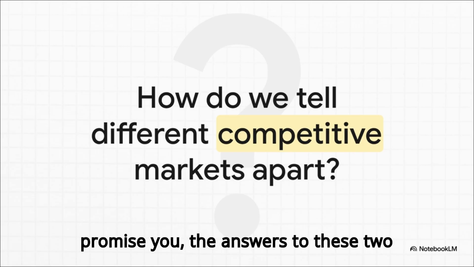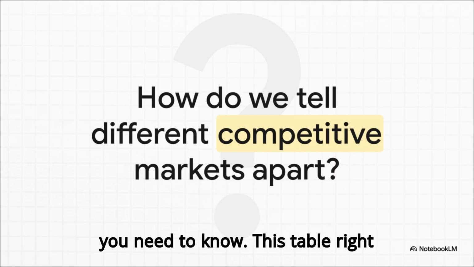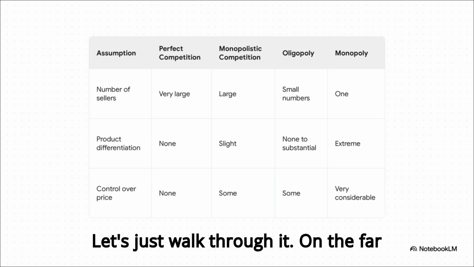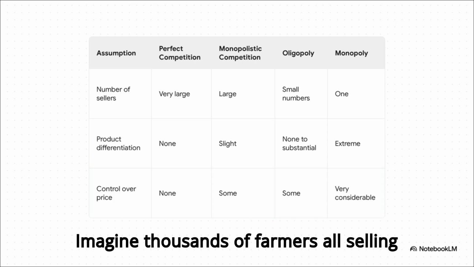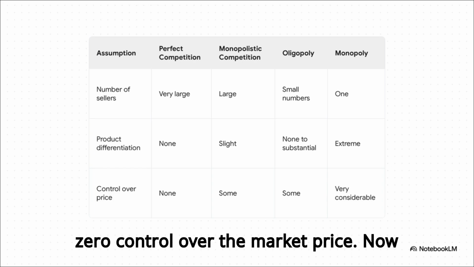I promise you, the answers to these 2 questions will tell you almost everything you need to know. This table right here just lays it all out perfectly. Let's just walk through it. On the far left, you've got perfect competition. Imagine thousands of farmers all selling identical wheat. They have zero, and I mean zero, control over the market price.